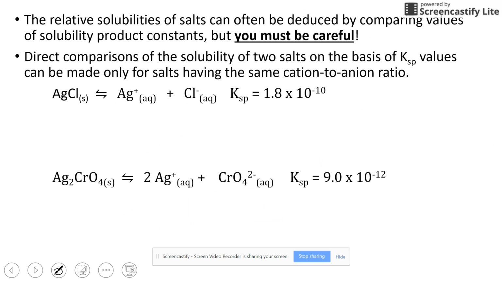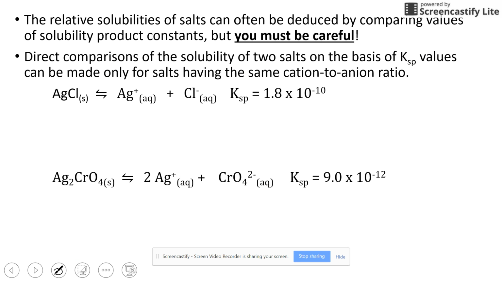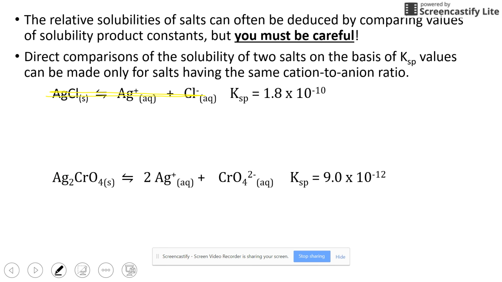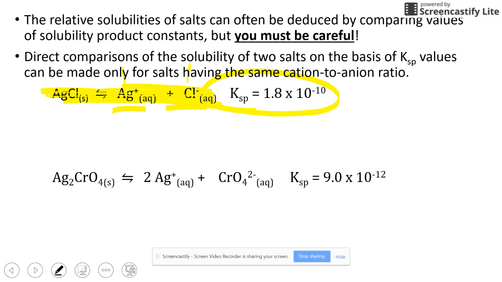So the third one here, I just want to point out that you have to be really careful when you compare the KSP value. For example, if you have silver chloride over here, you can see the ratio of the cation and anion is 1 to 1, right? The KSP is this value. Now if you want to compare the KSP value, to see whether the solubility is higher or lower, you have to look for a salt that has the same cation and anion ratio.